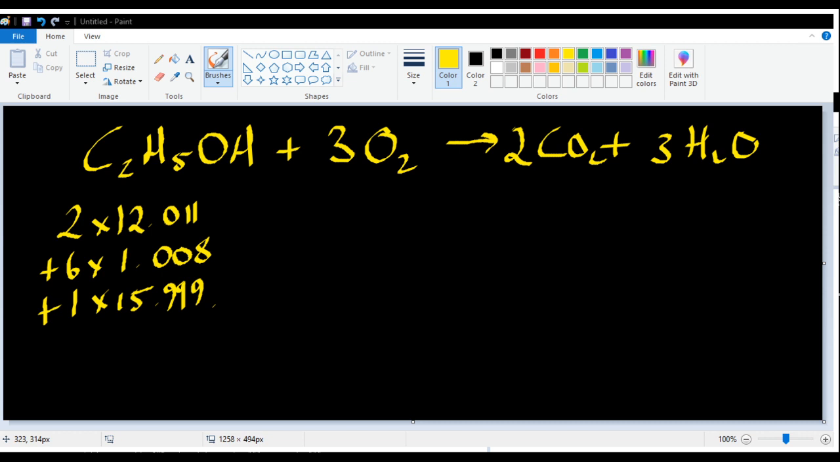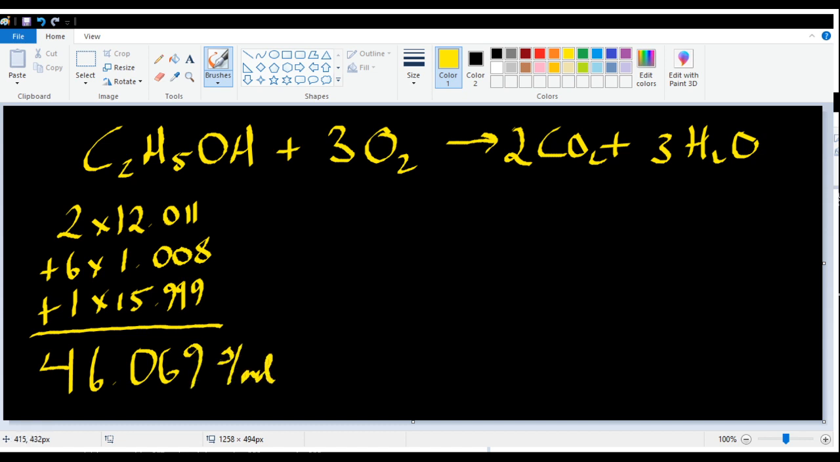I'll do this on my calculator. It's going to be about 45.069. Whoa. Okay. So 10.32 grams, was it? Yes, 10.32 grams.